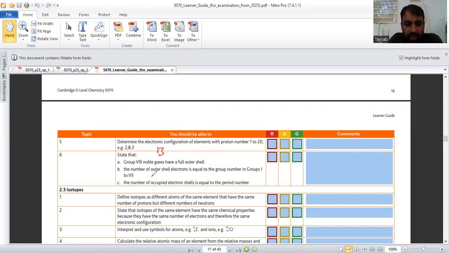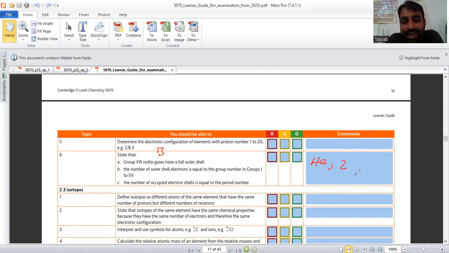State that group 7 or 8 noble gases have a full outer shell. Okay, noble gases have a full outer shell. What do we mean by a full outer shell? Only in the case of helium, there are two electrons, which is the first shell as well as the last shell. So it has two electrons. There was a question asking whether every noble gas has 8 electrons in its outer shell. No, this is not the answer.